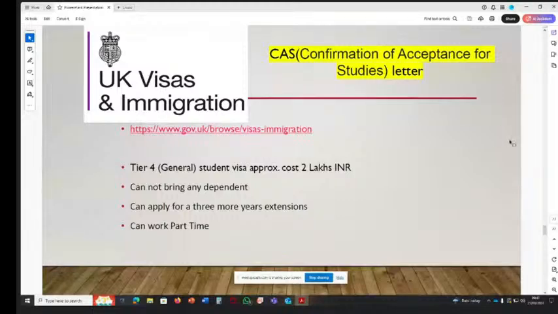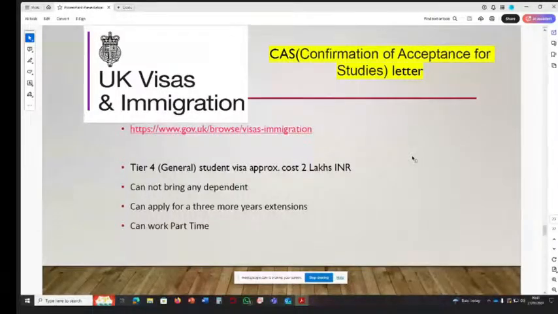When you apply for a course at a university, you pay a holding fee, and they give you a confirmation of acceptance for studies. This is called the CAS number. Once you get the CAS letter, you need to apply for the Tier 4 visa. What happens with the Tier 4 visa? It costs approximately 2 lakhs for a 1 year visa.